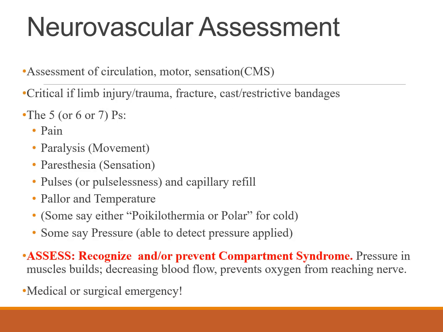Assessing the neurovascular system includes providing assessment for circulation, motor, and sensation. So this is critical if there is an injury or fracture, or if there's any casting or restrictive type bandages. Because in patients that have injuries, there may be swelling in those areas. And recognizing that compartment syndrome can help preserve the blood flow and the nerves to that extremity. So the different neurovascular pieces that we look at are pain, any decreased movement or sensation, any changes in pulses or capillary refill, the temperature and the skin tone of the extremity, and if there is any pressure that might be noticed. If there are changes in this neurovascular assessment, this could be a medical or surgical emergency.